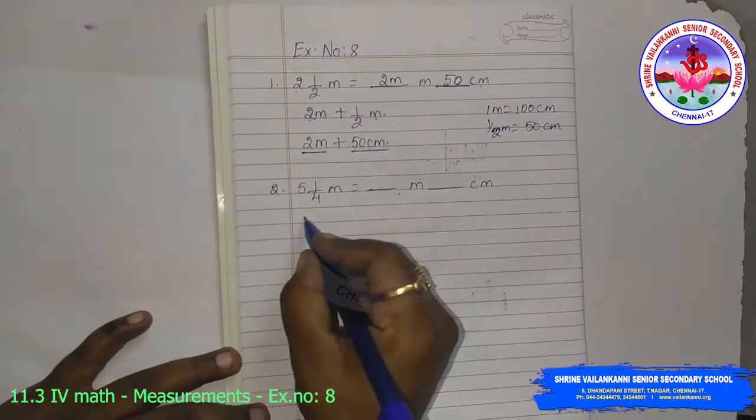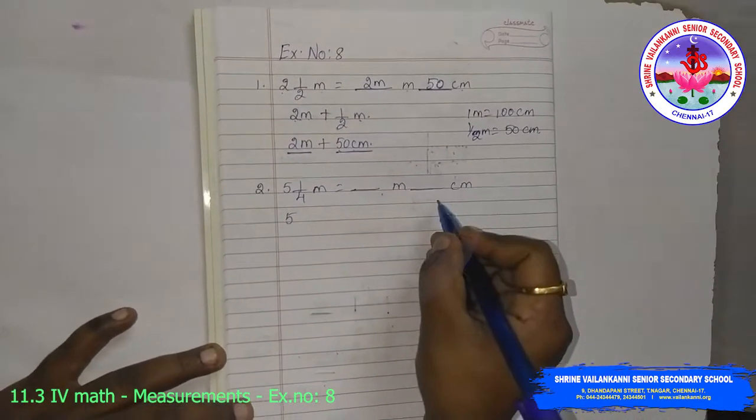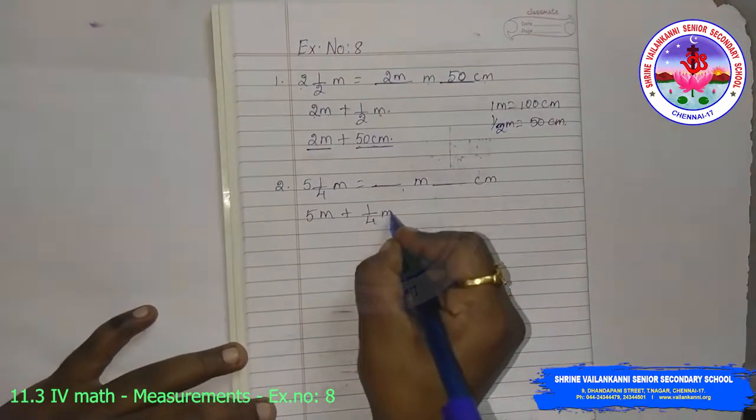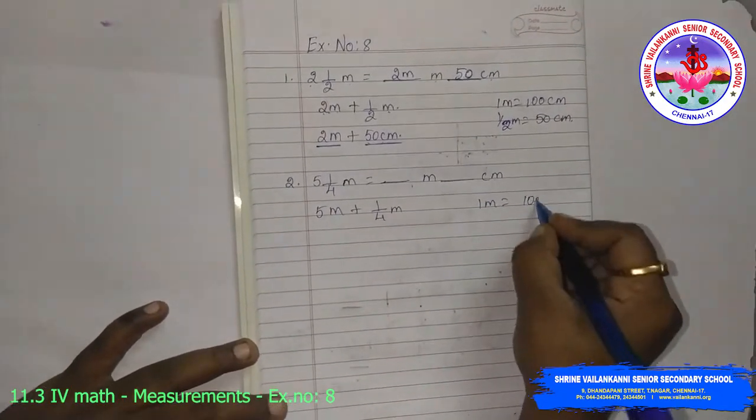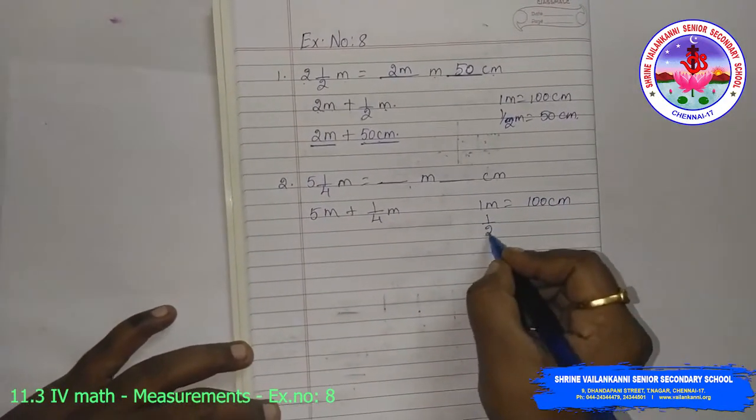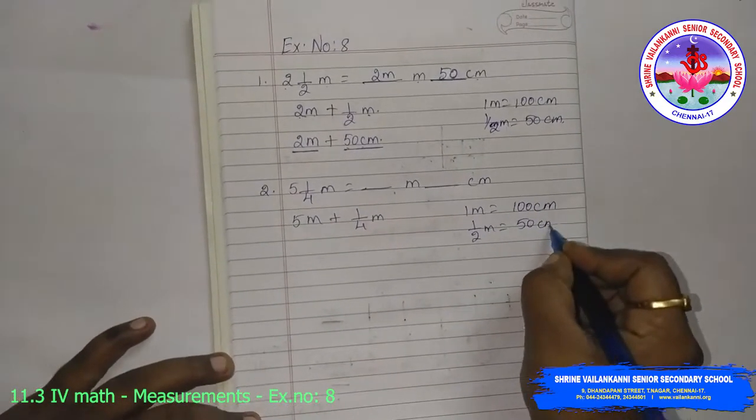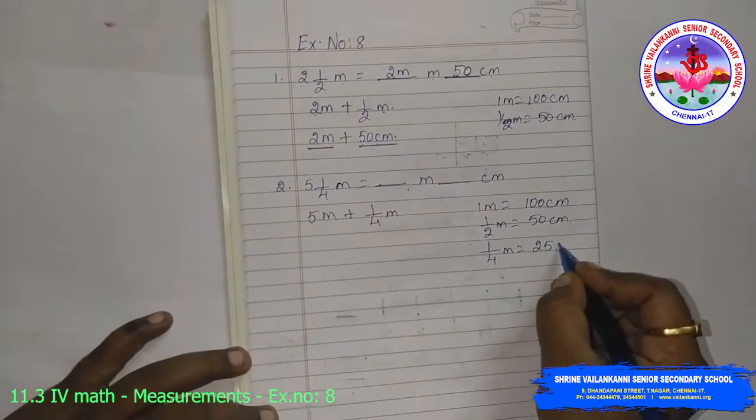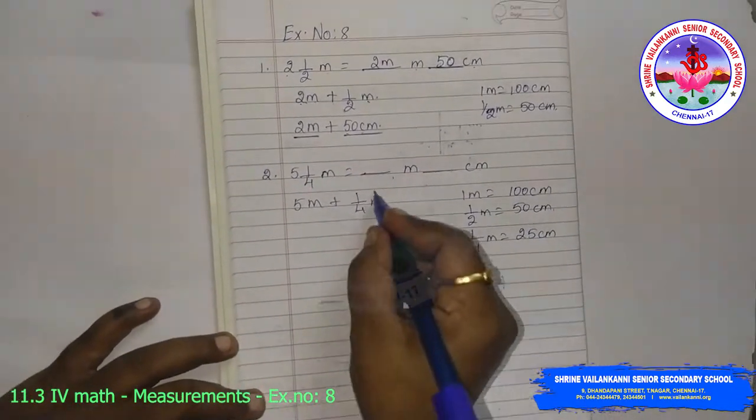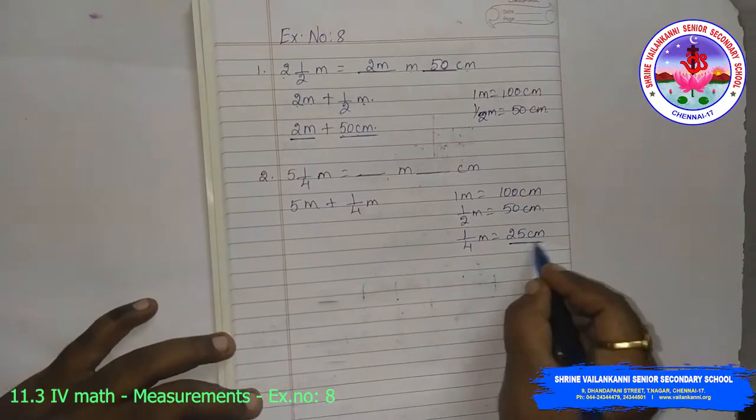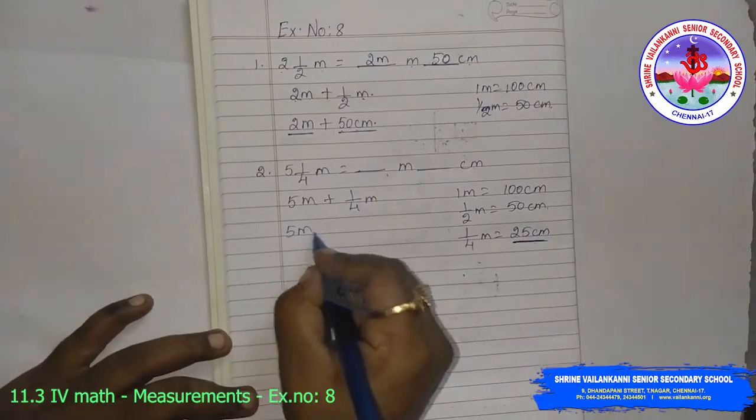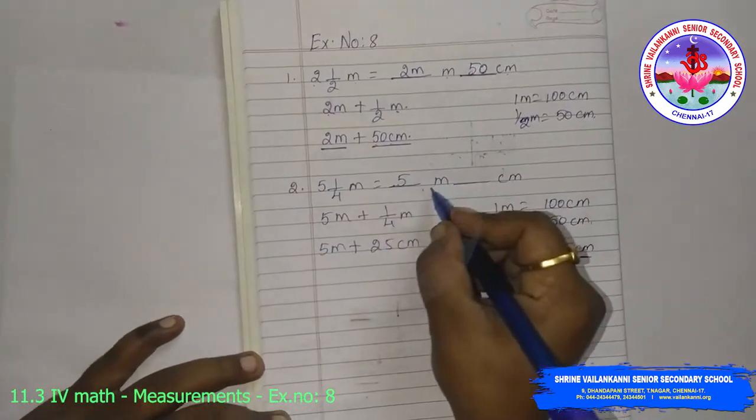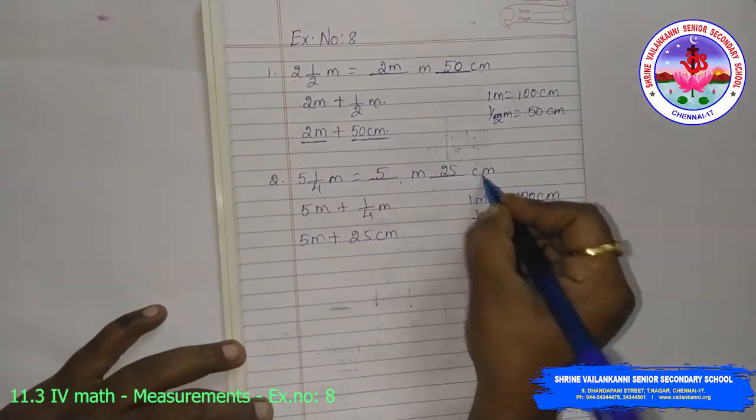Okay. So with this next sum, 5 1/4 meter is equal to dash meter and dash centimeter. Meter and centimeter, again we are going to split. So 5 meter plus 1/4 meter. 1 meter is equal to 100 centimeter. Half a meter is equal to 50 centimeter. So what is 1/4 meter? 25 centimeter. So instead of this 1/4 we are going to use this 25. So 5 meter plus 25 centimeter. So now, 5 meter 25 centimeter.